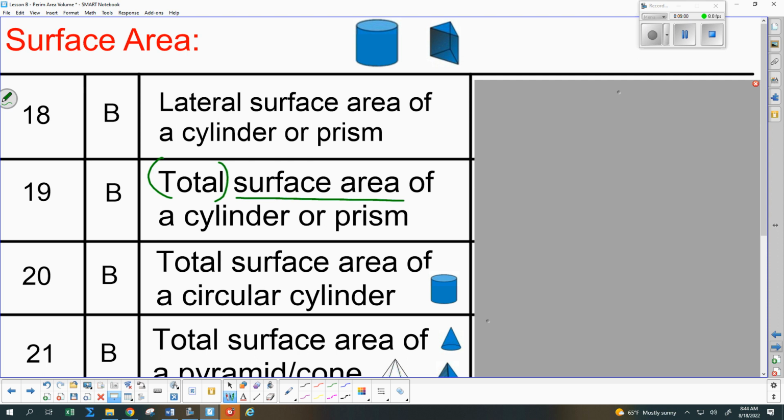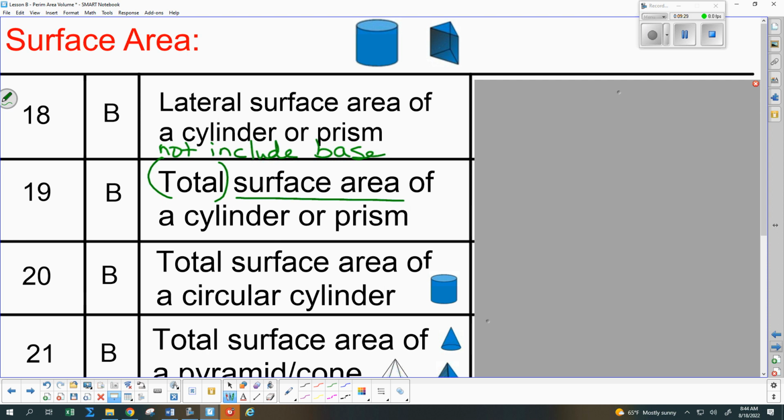What's the difference when we say lateral surface area? Does anybody remember how that is different from total surface area, Jace? So the lateral does not include the bases. So if it's a cylinder or a prism, there are two bases we aren't including, the top and the bottom.